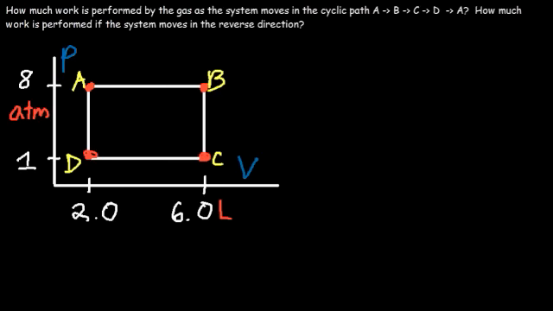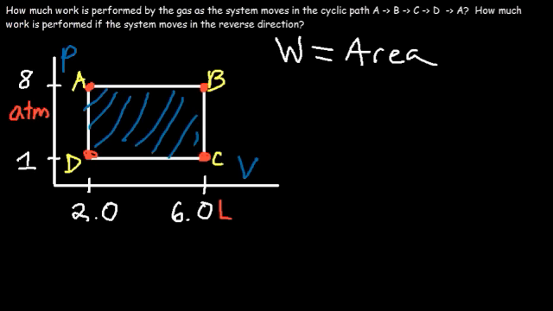How much work is performed by the gas as the system moves in the cyclic path A to B to C to D to A? Well, a simple way to find the work is to calculate the area. That is the area of the shaded region. So we have the shape of a rectangle, and the area is simply the length times the width.